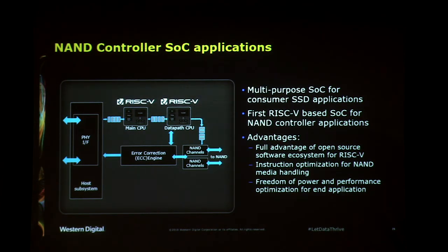So for the main CPU and datapath CPU, do you use identical cores or do you have a little bit of difference between the two? There's a little bit of difference between the two. So they're implemented differently? Yes. Same microarchitecture? Same microarchitecture. It's just that the implementation is a little bit optimized for the usage.